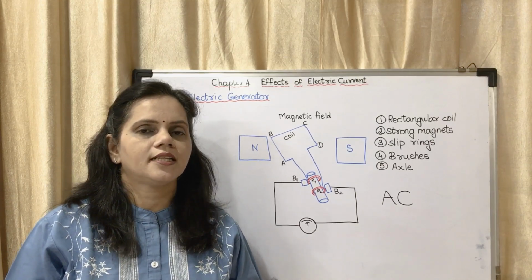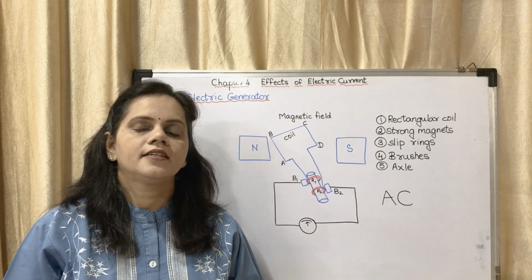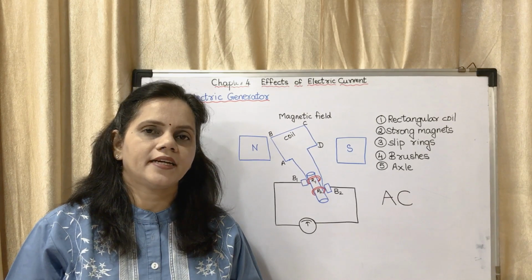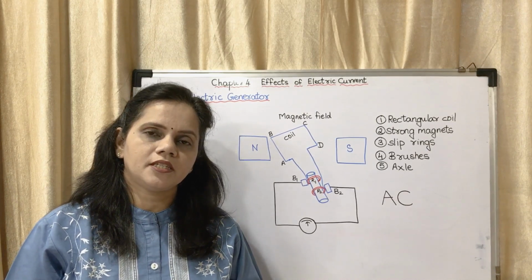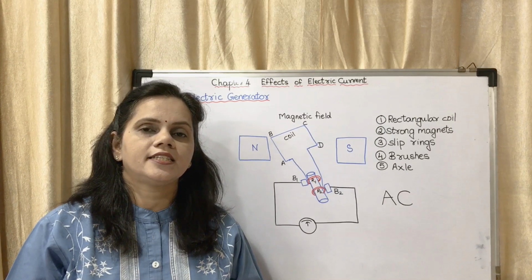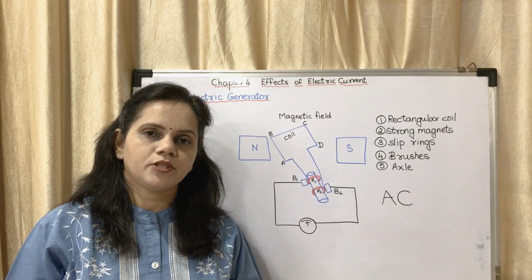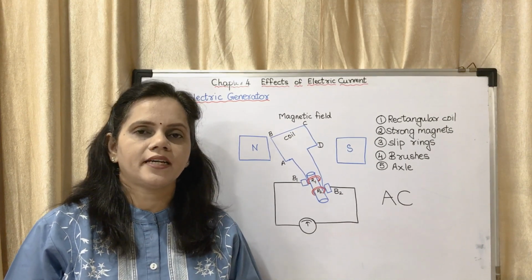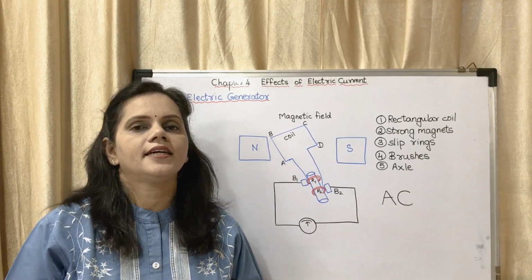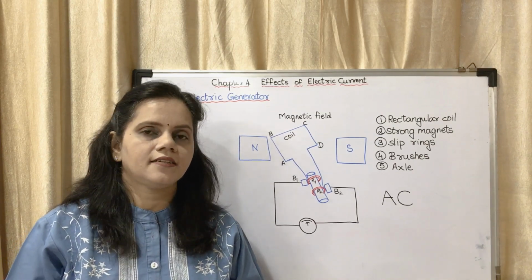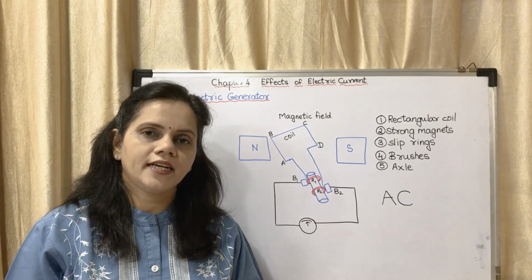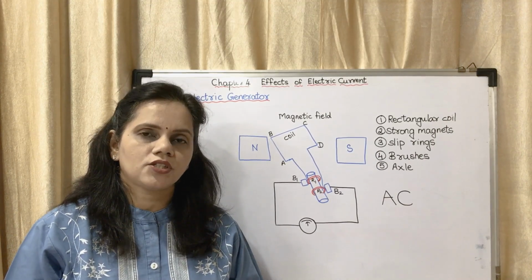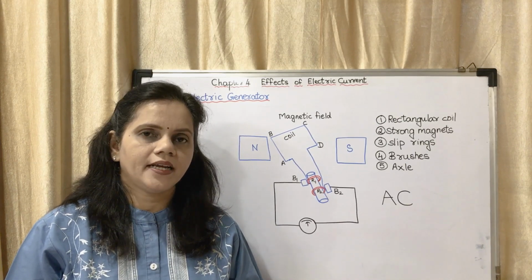Now first we will see the working of the AC generator. The working of the AC generator is based on the principle of electromagnetic induction. What is the principle of electromagnetic induction? It states that when a coil is kept moving in a magnetic field, then a current is induced in it. In the last lecture we studied Faraday's law of induction, that is electromagnetic induction. So a generator works on the principle of electromagnetic induction.